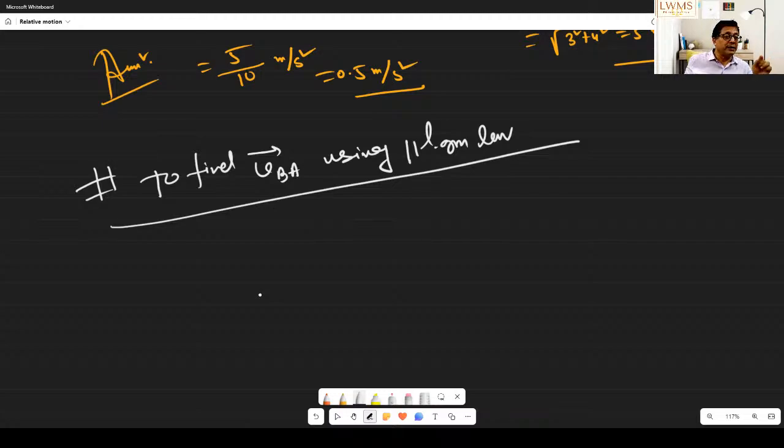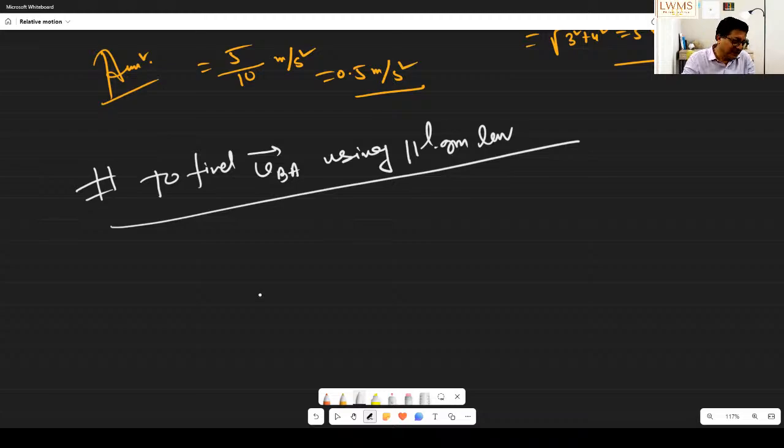Whenever you are going to find relative position, you assume that one body is at rest, the other is moving. When you say the relative position of B with respect to A is 30 meters, we will assume that A is at origin, then B is 30 meters away from it. When you say the relative velocity of B with respect to A is something like 5 meters per second, we will assume that A is at rest, B is moving.